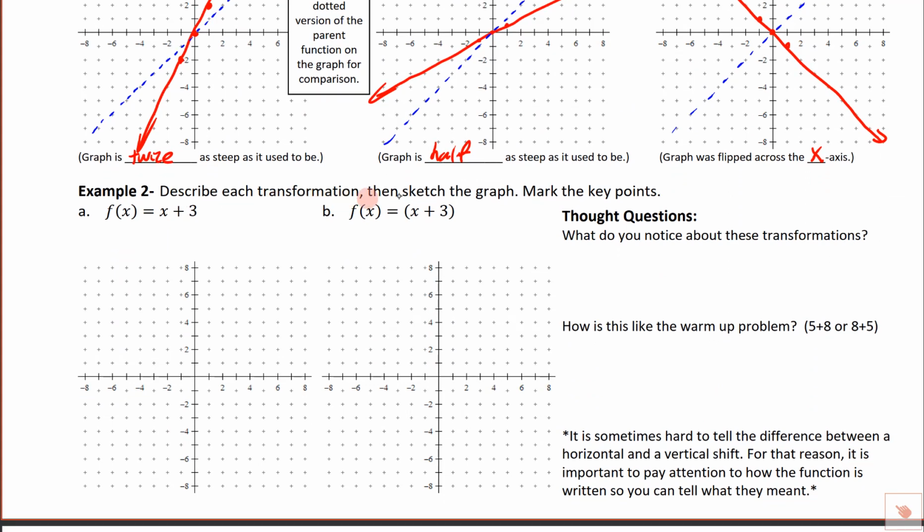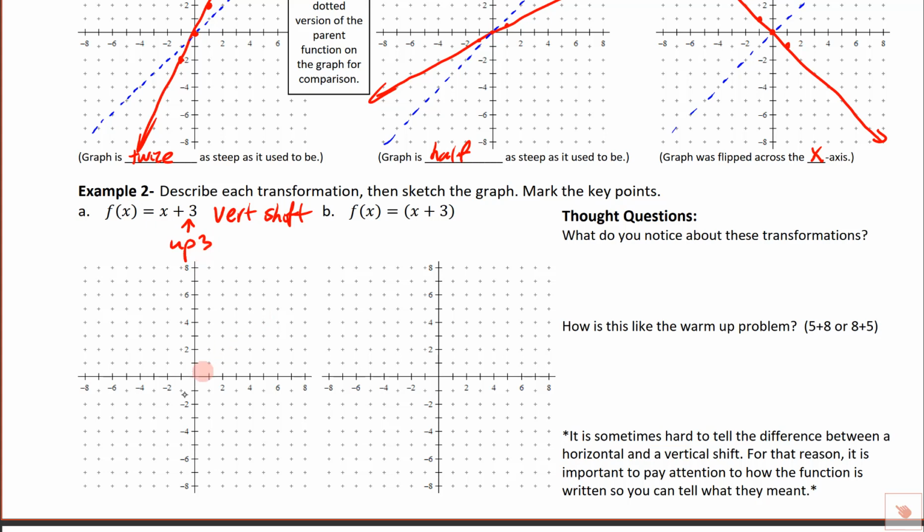It says, describe each transformation, then sketch the graph, mark the key points. So let's see here. We've got x plus 3, so we've got the original function right here, and then we're adding 3. There aren't any parentheses on here. So this is going to be a vertical shift. So I'll write vertical shift. And let's write down what this does. This actually moves it up 3.